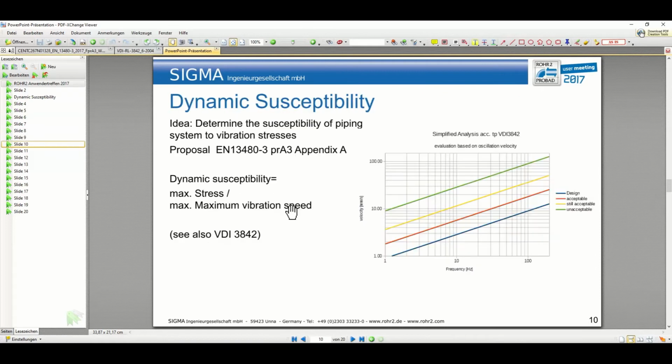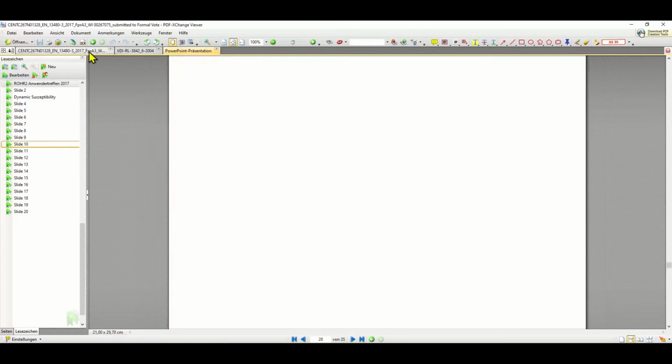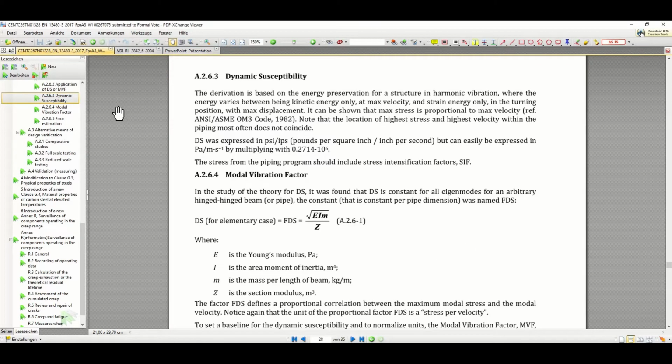The dynamic susceptibility is an idea that was proposed in EN 13480. At the time it was a preliminary appendix A3. And the idea was to calculate the ratio of the stresses relative to the maximum vibration speed. So let's have a look at this norm. It has now been published here in the Annex A. So it's the chapter about dynamic susceptibility.